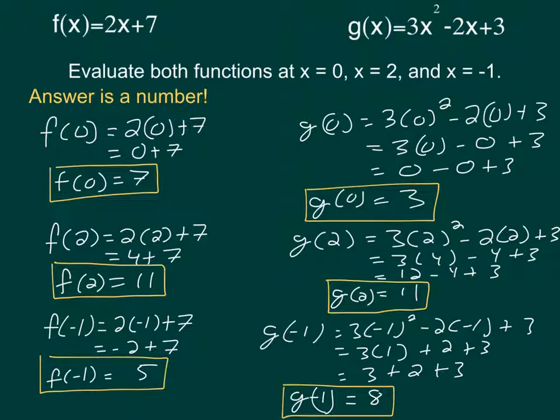And so that's how you do it. That's how you evaluate a function. All of our answers there are numbers, and these correspond to ordered pairs, actually. And we'll look at that on a later example. All right, let's take a look at something else.